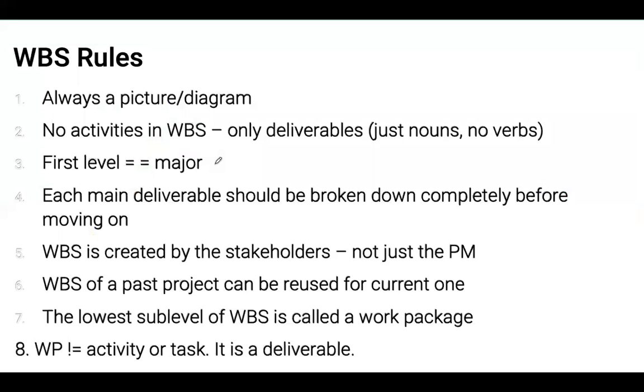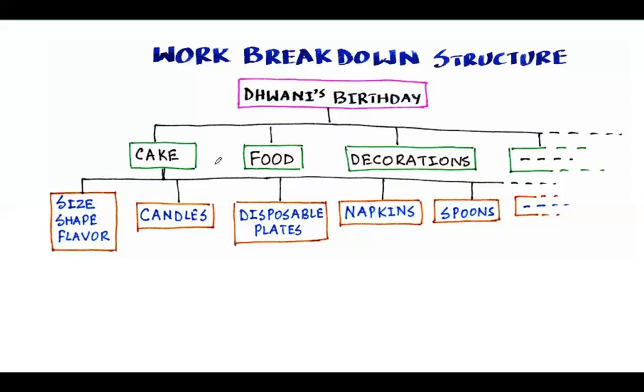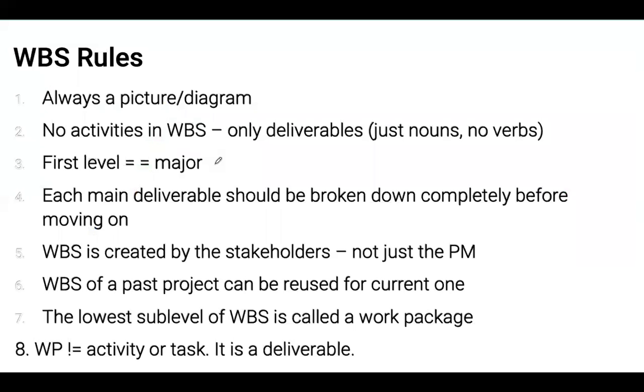No activities. So what that means is that we only need to have nouns, no verbs. Like in this particular work breakdown structure, I could say bake the cake, but baking the cake is an activity. As an output of that activity, we're going to have a cake as a deliverable. It's more important to put the deliverable than to put the activity. We're going to be using deliverables from the work packages in order to create activities that will then go into our schedule management, so into our activity diagram and so on. But into the work breakdown structure, we're putting just nouns, no verbs.